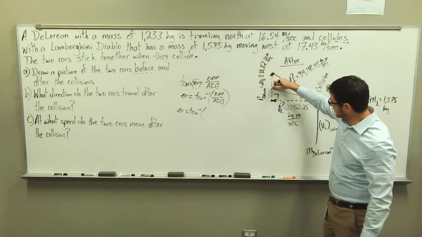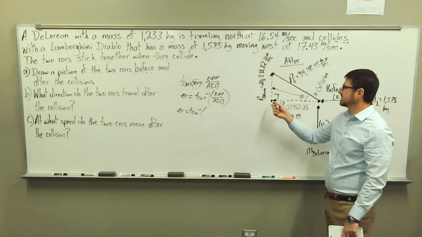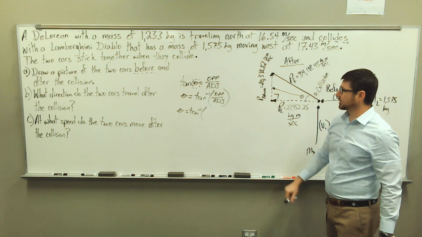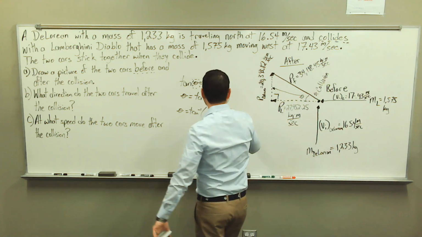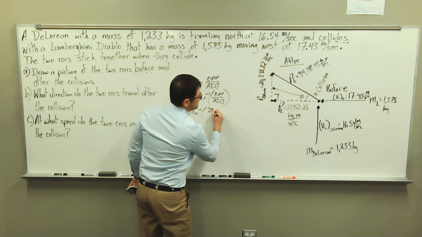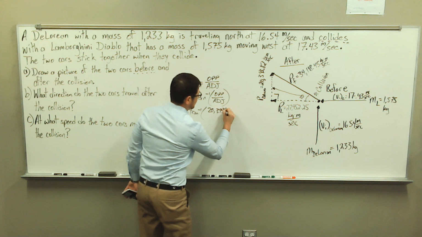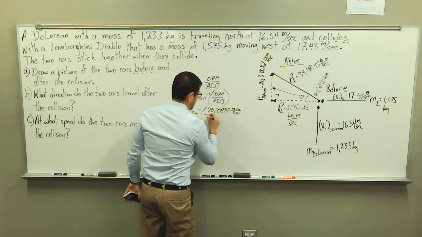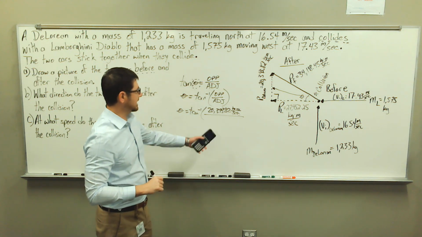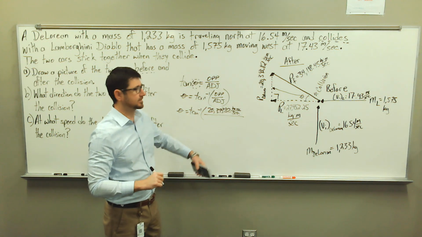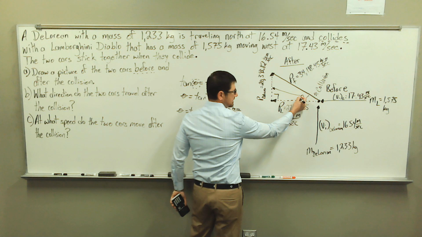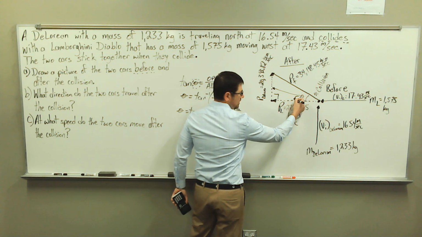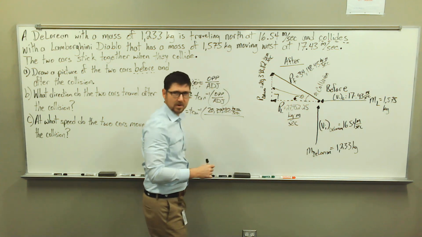So theta is equal to arctangent of my opposite side length with respect to angle theta, this guy right here, which is the momentum of the DeLorean, 20,393.82 kilogram meters per second. We're going to divide this by the adjacent side length, and remember this is with respect to the angle theta, so our adjacent side length is right here.